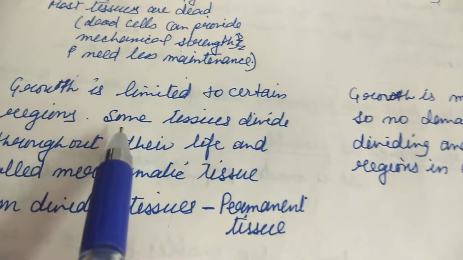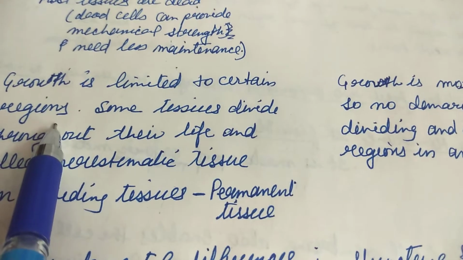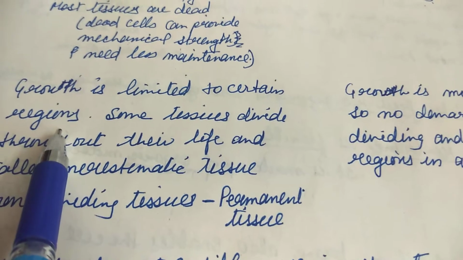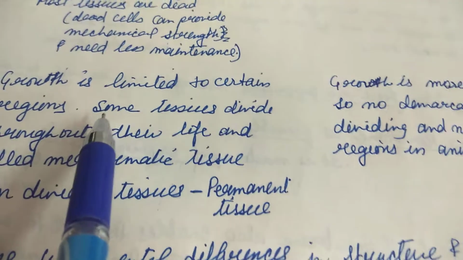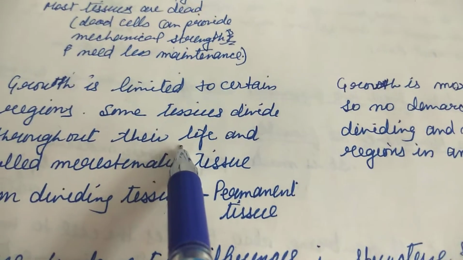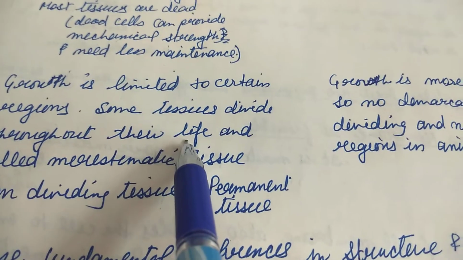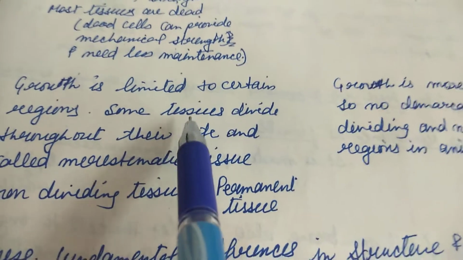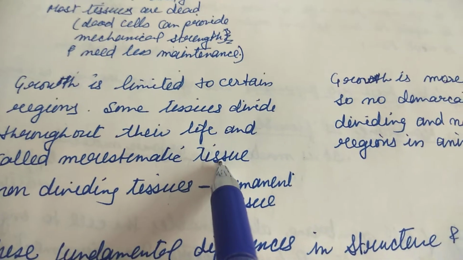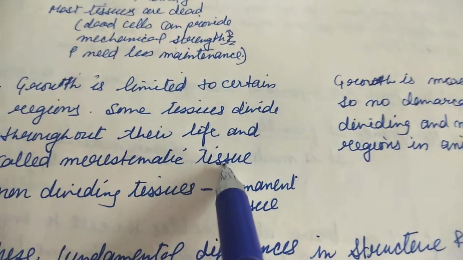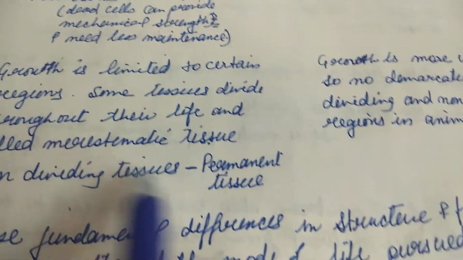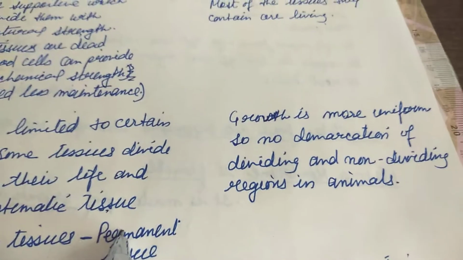So one more difference is there. In plants, growth is limited to certain regions, right? We have seen that plants grow lengthwise and widthwise, right? So it means that some tissue divides throughout their life. Plants throughout their life keep on increasing in height and increase in girth. These tissues which divide throughout their life are called meristematic tissues, right? And there are tissues that don't divide. These are the permanent tissues. So we'll study more about these in further videos.